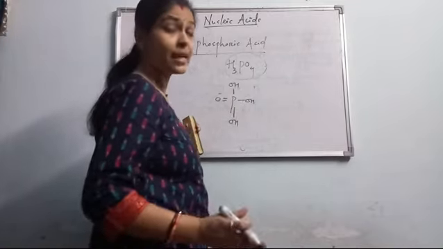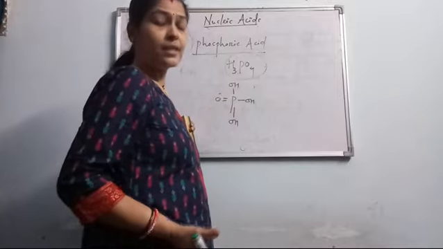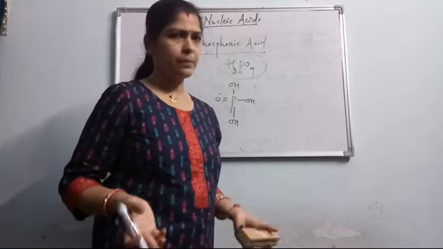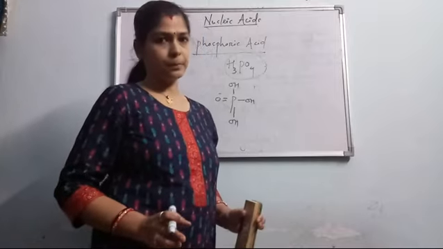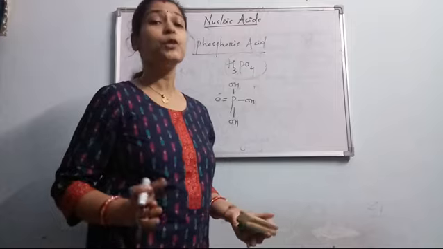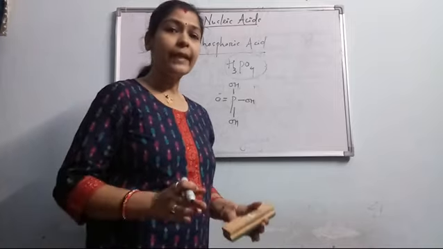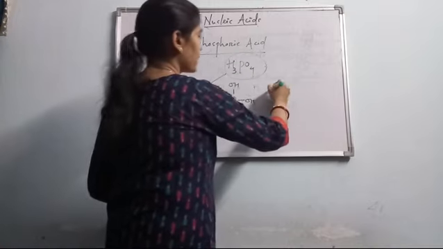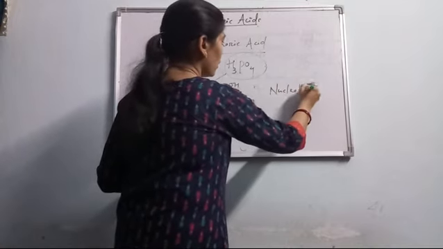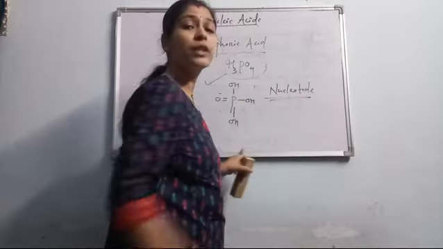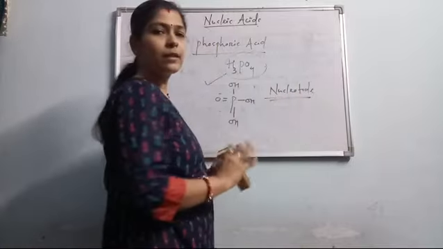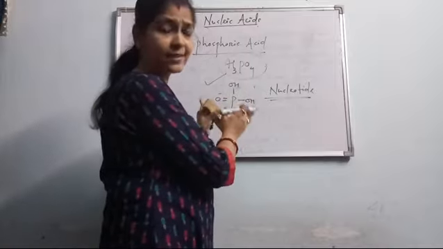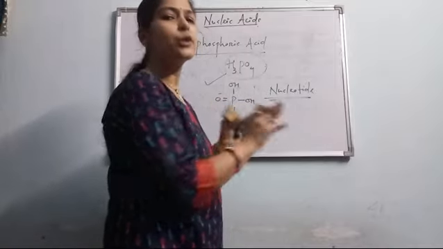So let's discuss how a nucleotide is formed. See what happens. A single nitrogenous base, whether it is a purine or a pyrimidine, links with the sugar first to form what? Nucleoside. Then the nucleoside links with the third component, that is phosphoric acid, to form a nucleotide. Okay. Nucleotide is the monomeric unit. So first the nitrogenous base links with the sugar. Then the sugar links with the phosphoric acid or phosphate group. Then a single nucleotide is formed.